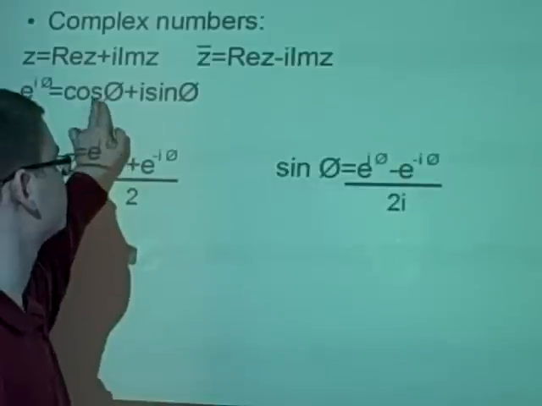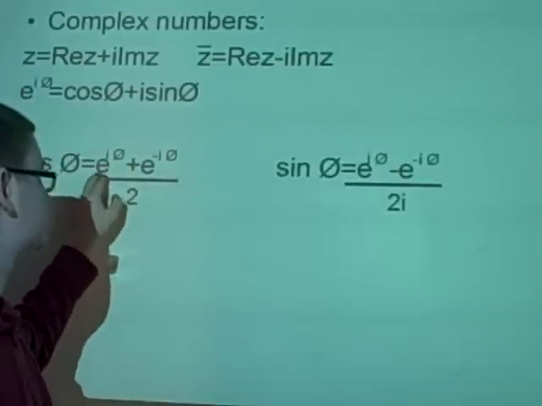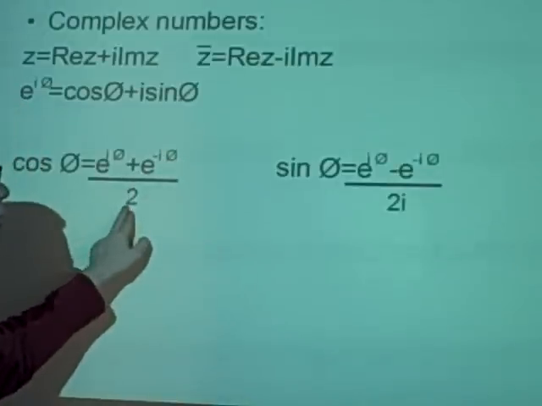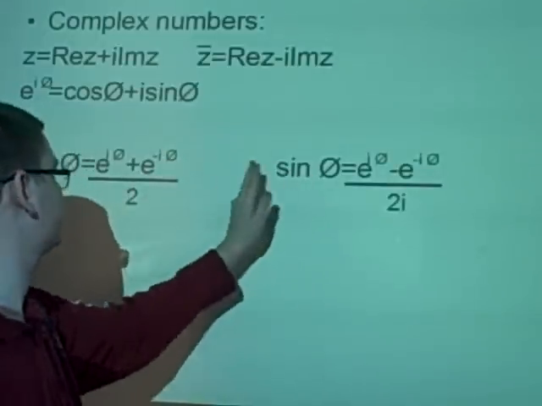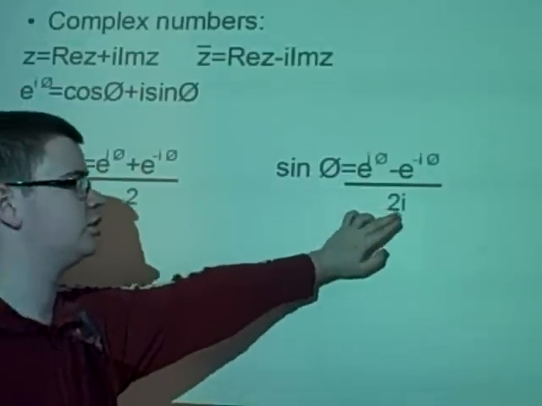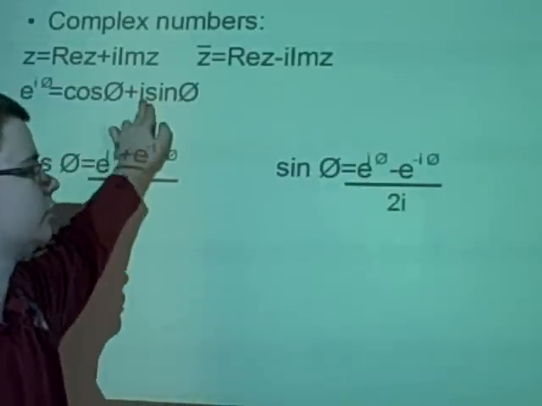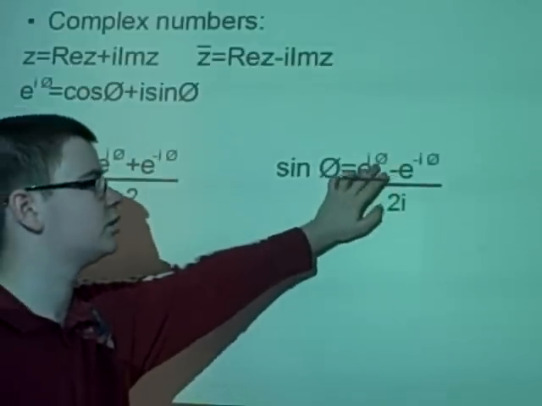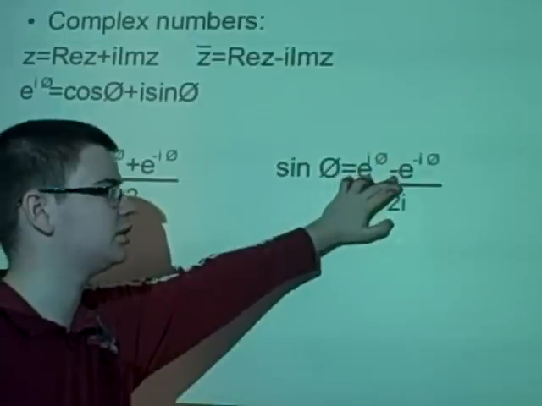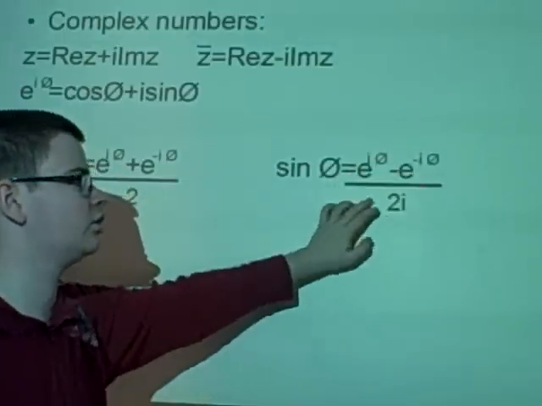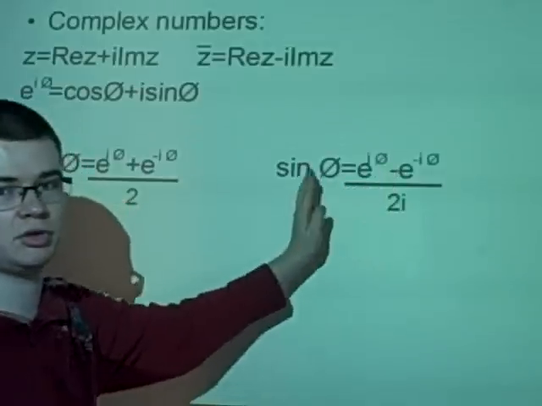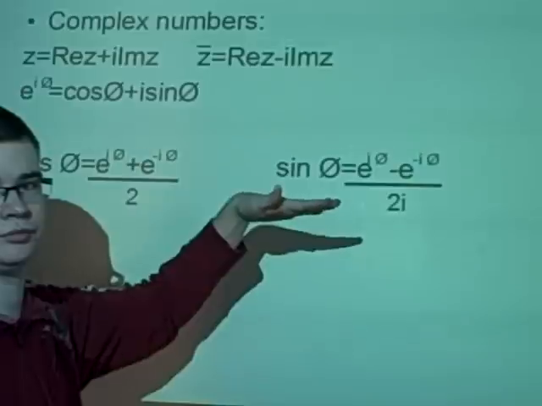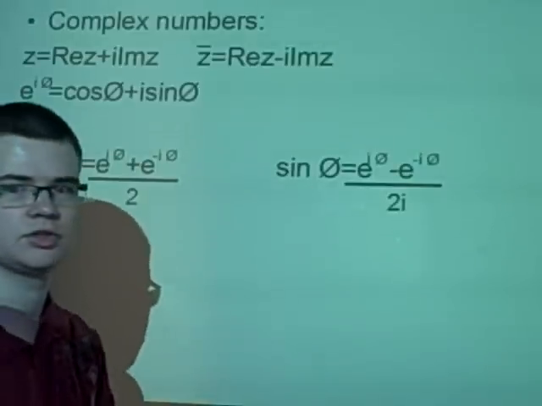And in these cases, cosine theta is equal to e to the i theta plus e to the minus i theta over 2. For sine, it's basically the same apart from dividing by 2i, because it's imaginary, and you're also subtracting. So we've got e to the i theta minus e to the minus i theta over 2i. You can remember it's minus because sine has an i, and i looks like a subtraction sign, and that's it for this lecture.